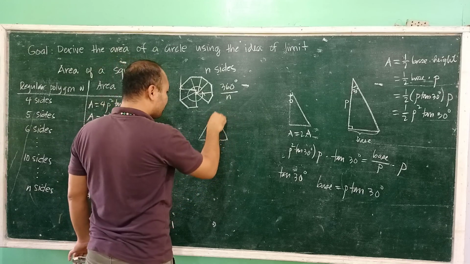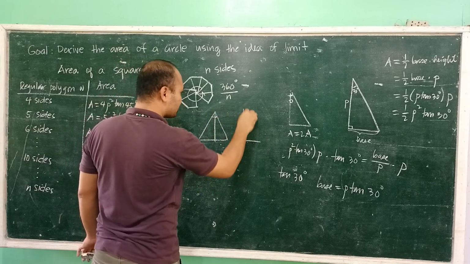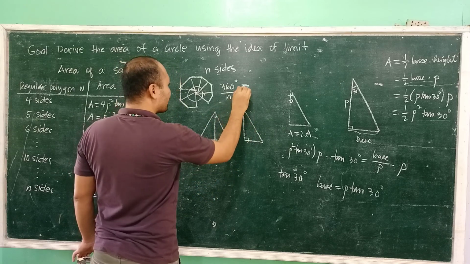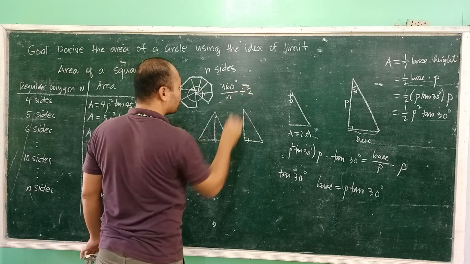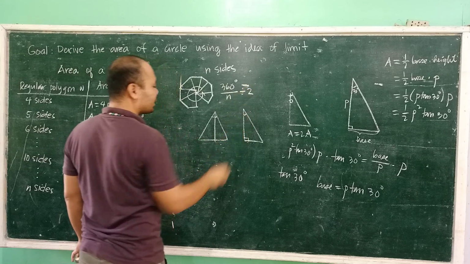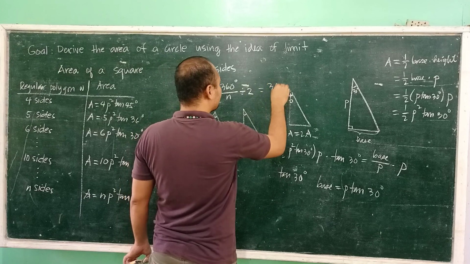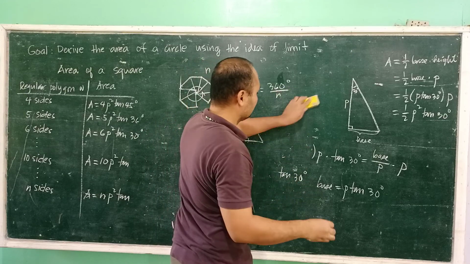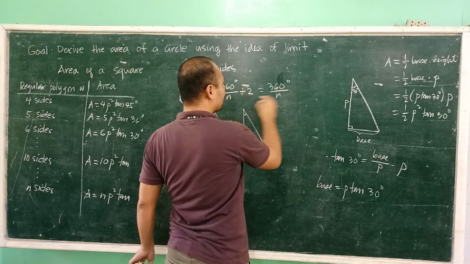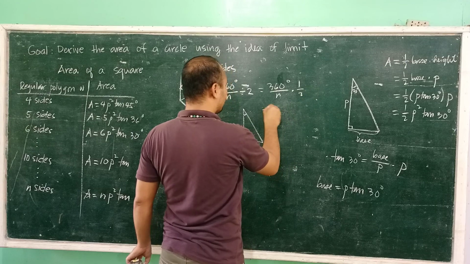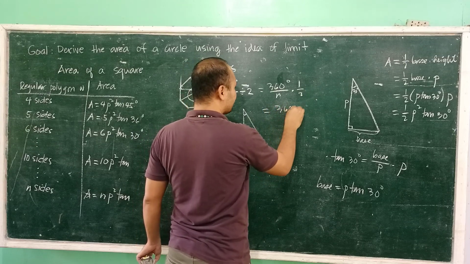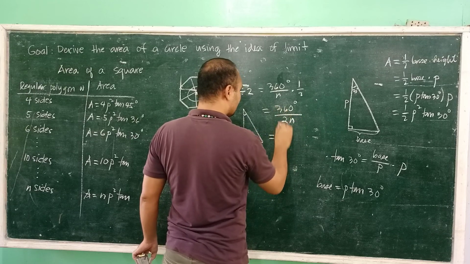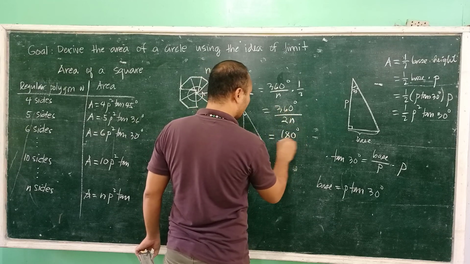And then after that, you divide it by 2 so that you can make a smaller right triangle. So divide it by 2 to get this angle for tangent. So that is equal to 360 degrees over n, divided by 2, that is the same thing as times 1/2. Or that is just 360 degrees over 2n. Or that is just 180 degrees over n.